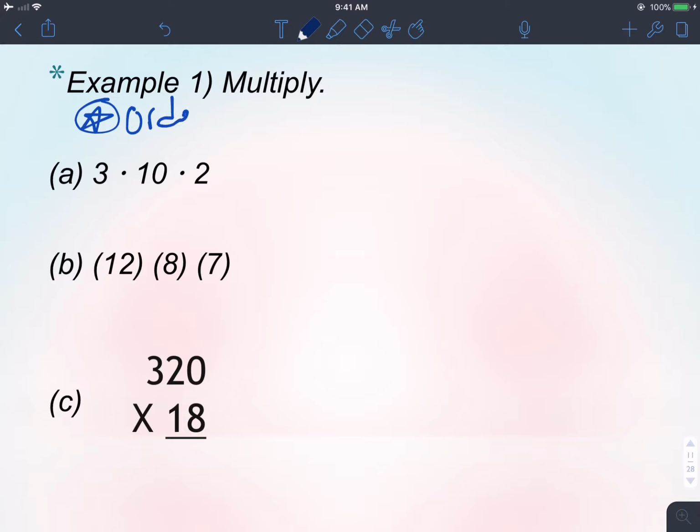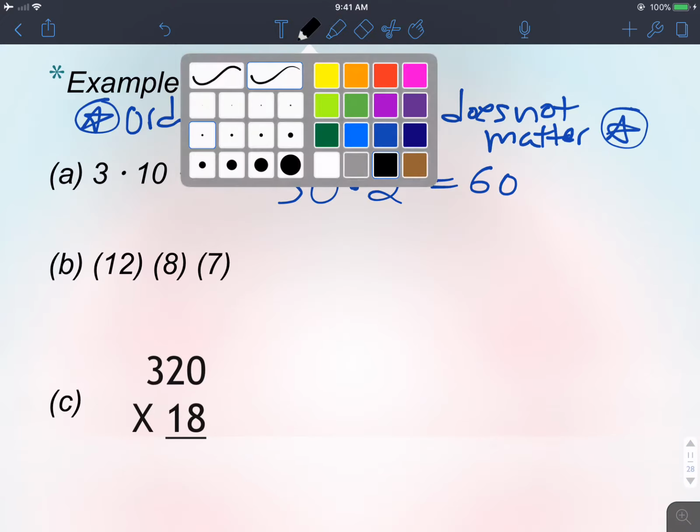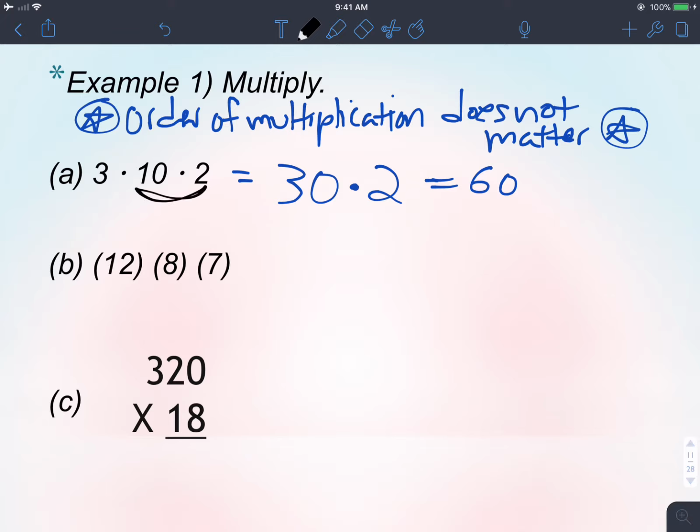Order of multiplication doesn't matter. So I can do 3 times 10 first, and then 30 times 2. Or I could look at these two and do 3 times 20. Same answer.